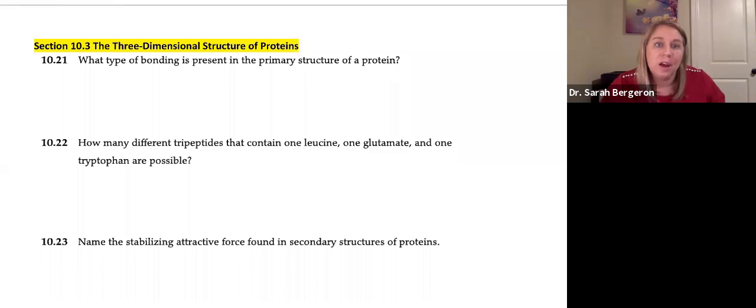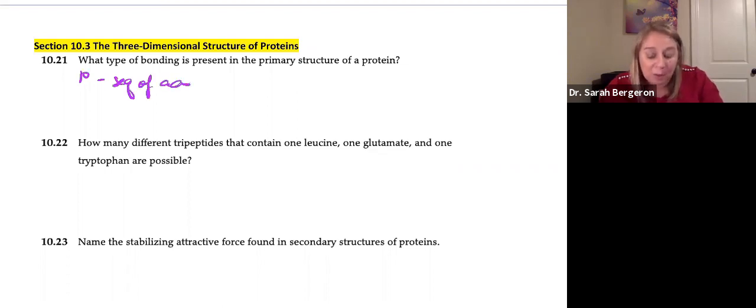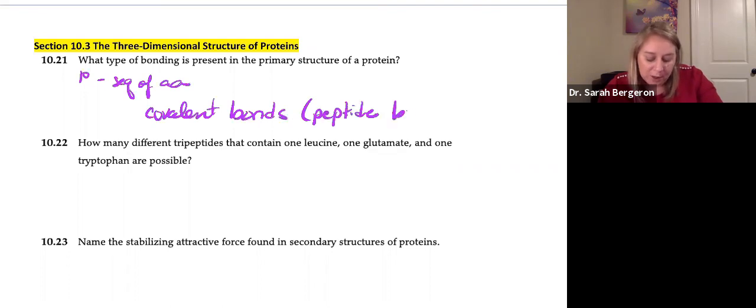All right, so what kind of bonding is present in the primary structure of a protein? You have to remember, primary structure is just our sequence of amino acids. So our sequence of amino acids is held together only by covalent bonds. These are our peptide bonds.